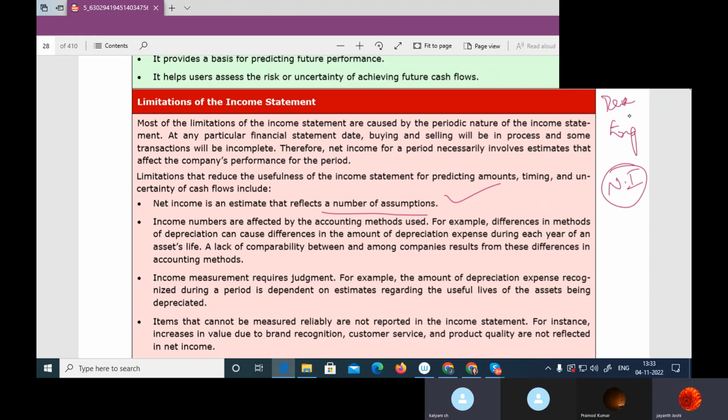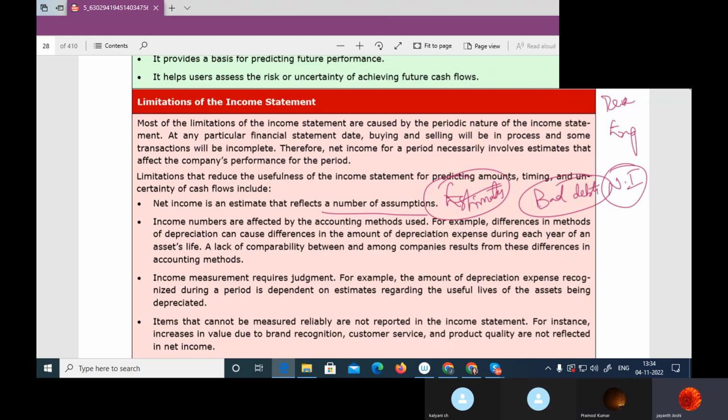Many of your expenses are based on your estimates. Like bad debts, you make a provision for bad debt. Do you make provisions for bad debt in a business? See, suppose you have a company and you sell goods to people. You expect some people not paying you back the money. Isn't it so?